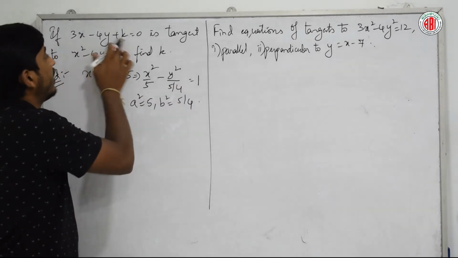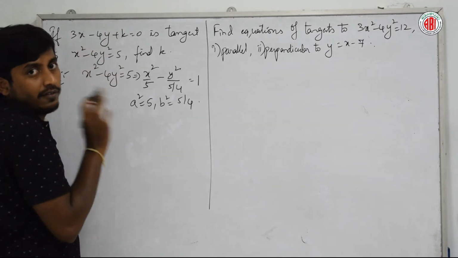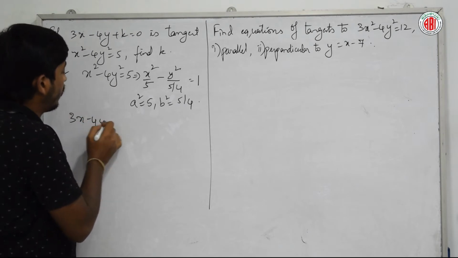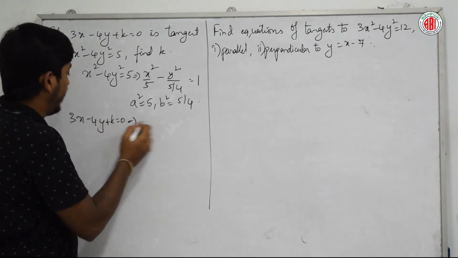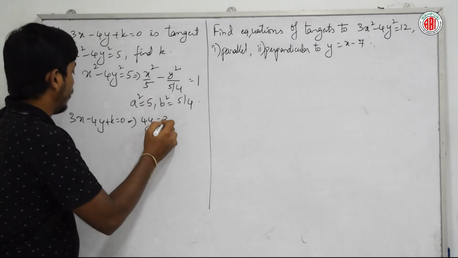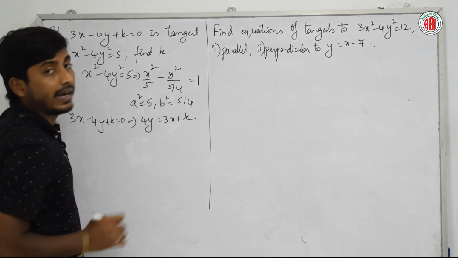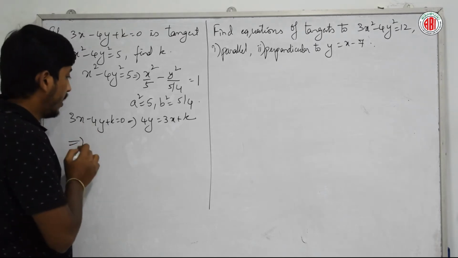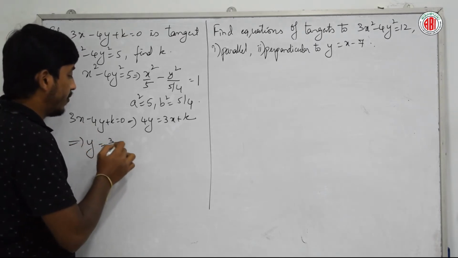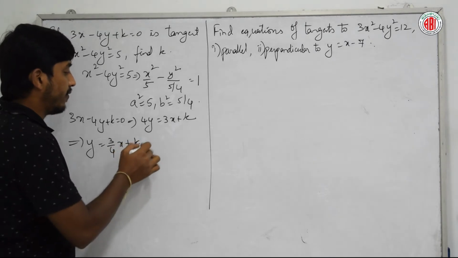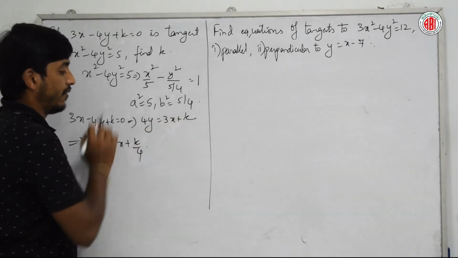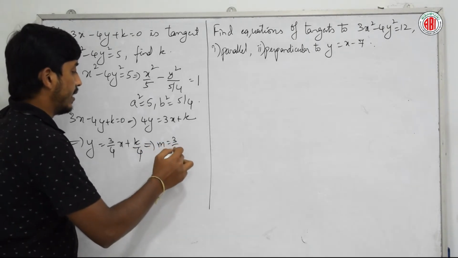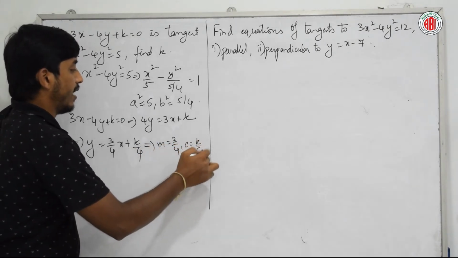Right? Then next, we'll convert this into the standard form y equal to mx plus c. That is 3x minus 4y plus k equal to 0. This will be 4y is equal to 3x plus k. We'll just take this 4y that side. Then y is equal to 3 by 4 x plus k by 4. This is in the form of y equal to mx plus c. m is 3 by 4, c is k by 4.